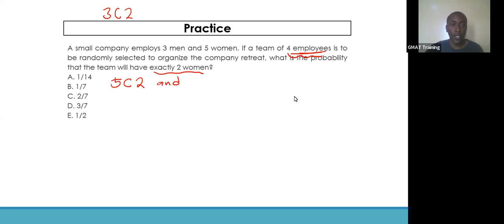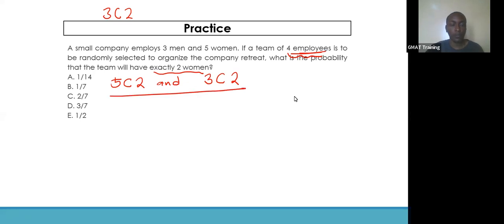So we have exactly 2 women that we chose in this team of 4 employees, so that you can have the rest of the options. Those are 2 men that need to be chosen from the 3 men. So 3 choose 2 for the men as well. So you can have a team of 4 employees to organize this company retreat. So we choose 2 women from the 5 women and 2 men from the 3 men.